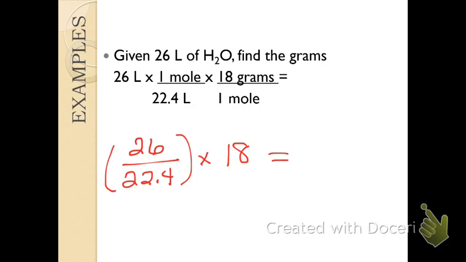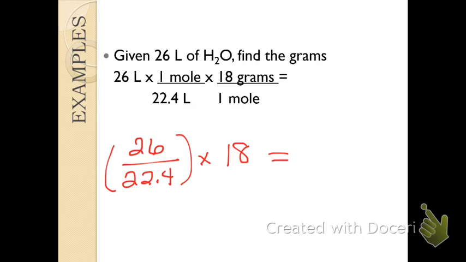So, clear your calculator. There are two ways you can do this. We are going to take 26 divided by 22.4 in parentheses, and then we're going to multiply it by 18, okay? All right, so clear your calculator. Open parentheses, 26 divided by 22.4, close parentheses, times 18, equals. Now, if you've done it that way, hold it right there, and we'll check in a second.